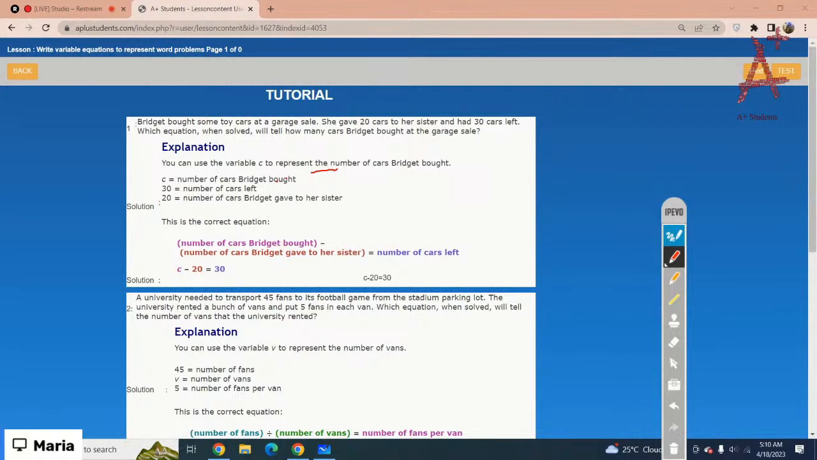We're working on grade 4 maths. The chapter we're working on is variable expression, and the lesson we're working on is write variable equations to represent word problems. You guys are not listening to me carefully. If you listen to me carefully, I will explain all the things.